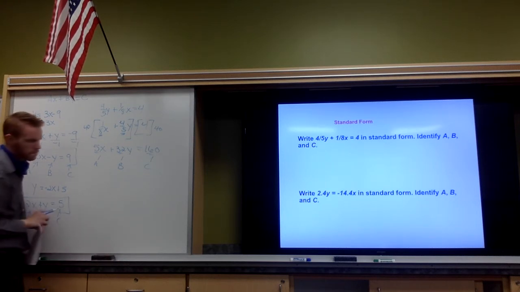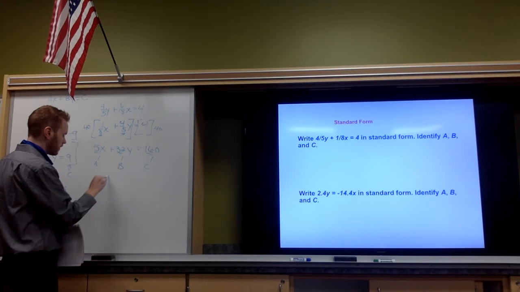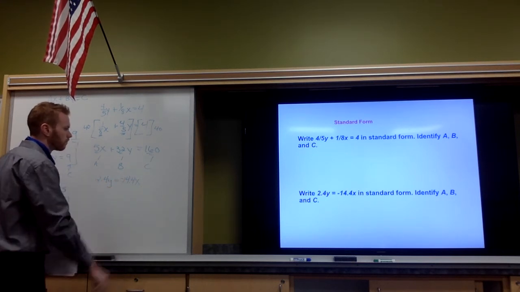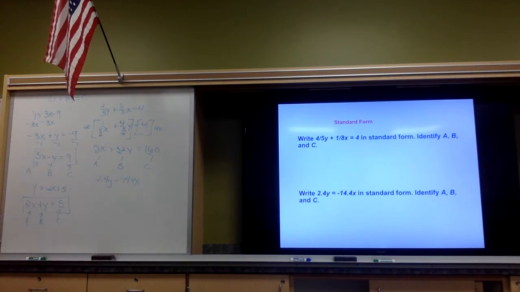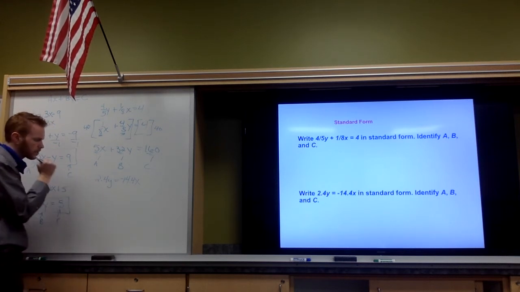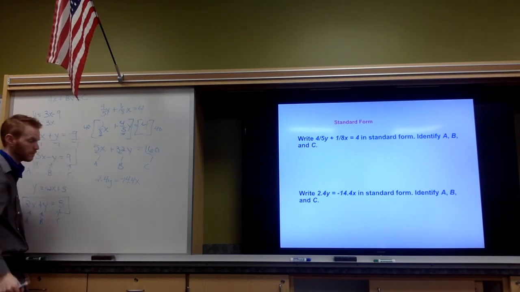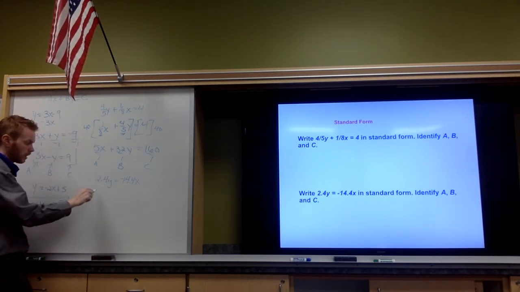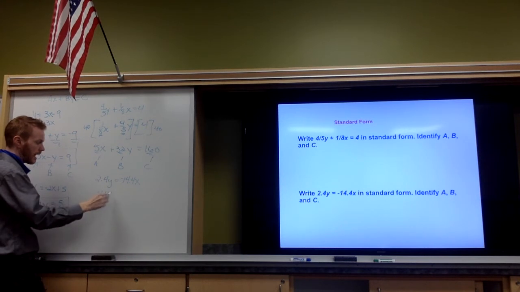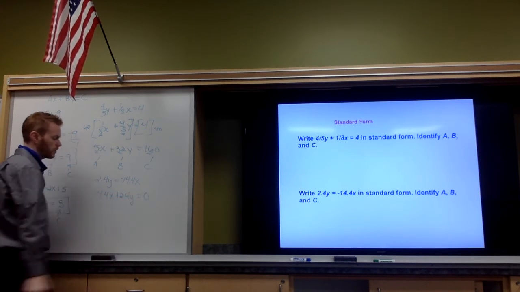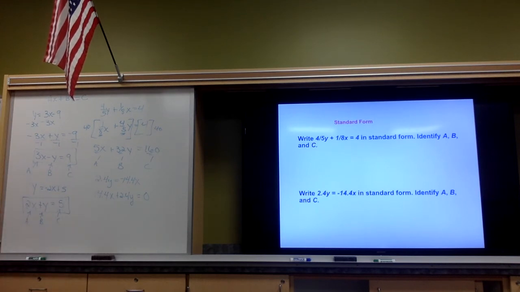Let's try another. We have 2.4y negative 14.4x. Write that in standard form, identify your A, B, and C value. Well, I know when I bring the x's over, they're going to be positive, and it's supposed to be positive, right? It has to be bigger than 0. So I'm going to do that just out of ease. So I'm going to add that to the other side, just like that. So on the other side, we get 0.